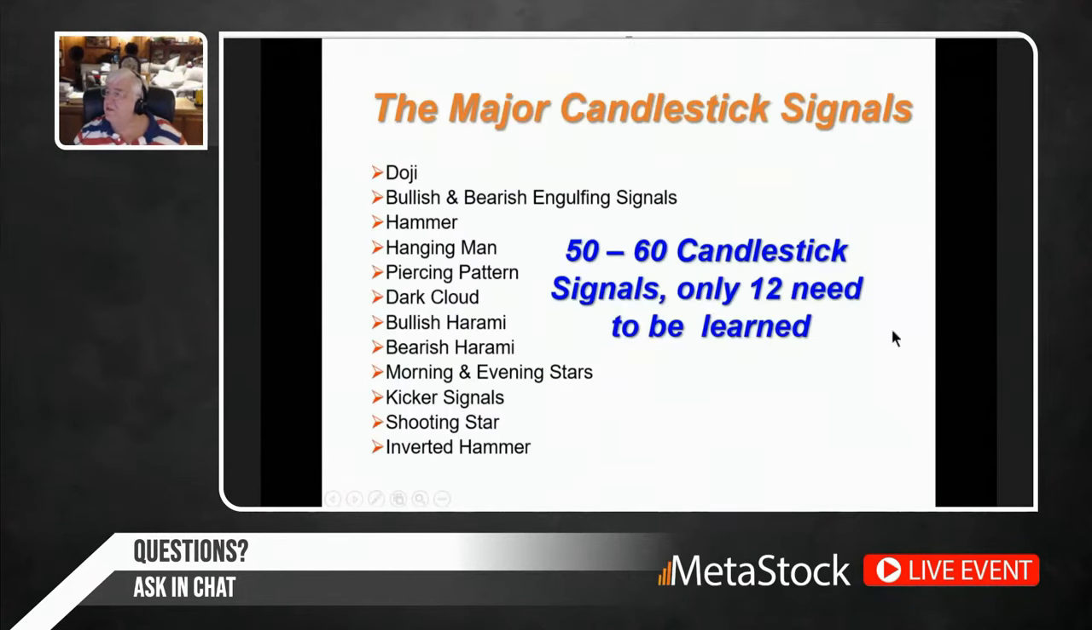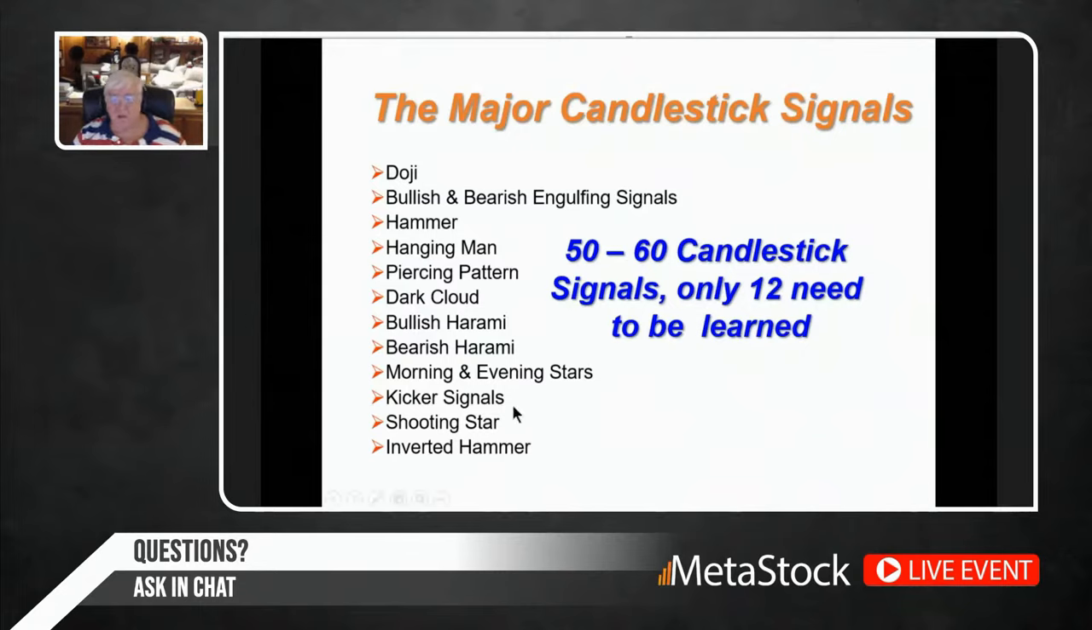So out of the 50 or 60 signals, there's only 12 that you need to learn. These are the ones that are going to occur 99% of the time. The other ones, I tell people, you don't have to spend a lot of mental time and energy learning them. All you really need to do is recognize them. I even go back through my own books and browse through and say, oh, yeah, that's a signal. Not that I want to learn what it is. But if I happen to see it again out on a chart and say, oh, hey, that looks like two dark crows, let me go back and look and see what two dark crows mean.